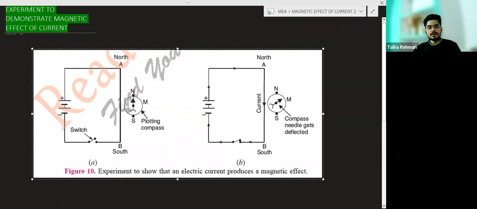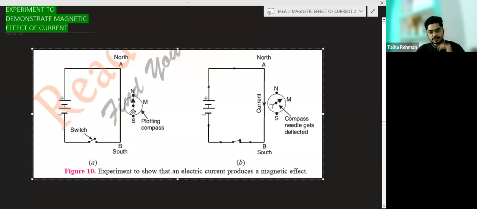This is the magnetic compass. A and B is a wire, and this wire is connected with a battery and this switch. This time the switch is open, and here a magnetic compass is placed.